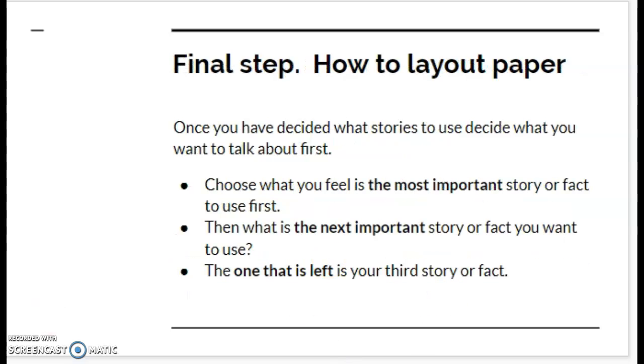But we do have one final step, how to lay out a paper. Once you've decided what stories to use, decide what you want to talk about first. What do you think is the most important story or fact to use in your paper first? Then you take the next one. What do you think is the next important? And what is the third important? Because remember, you have to have 3 subtopics for each paper.